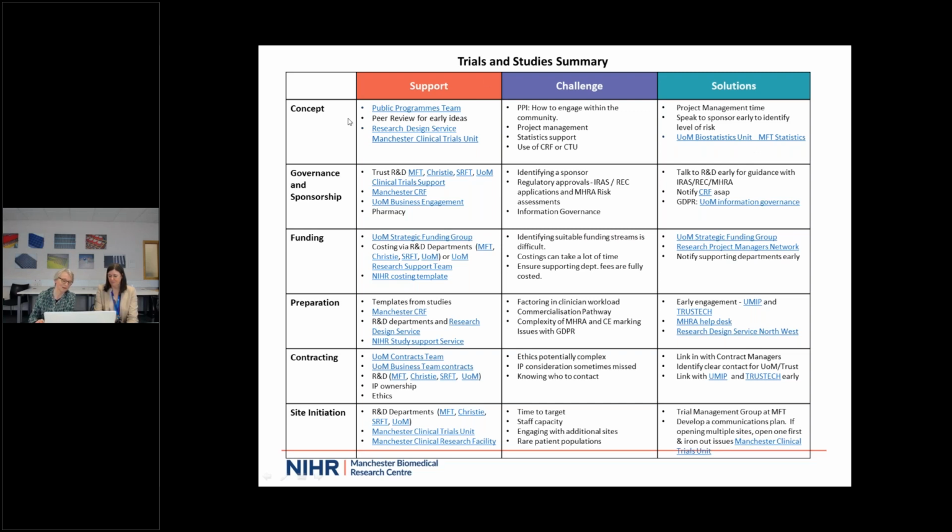And to make it a little bit easier, we've broken it down into the different stages that you might go through when you're setting up a study. So the concept, what you do about governance and sponsorship, funding, preparation, which is like getting ready to start, contracting, and then actually starting at a site. So I say in that document, the first slide is the summary page, and then you can look at different study types. What I'm going to show you now is just part of that summary page.